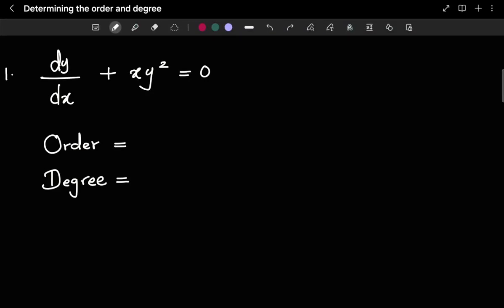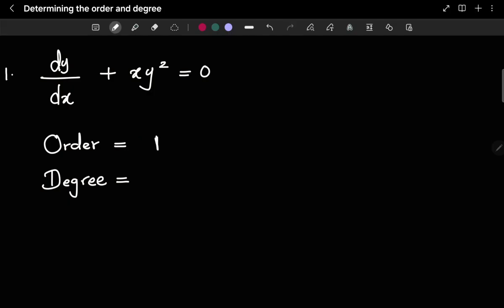Hope you have tried the 5 questions in the article of determining the order and degree, and here I'm going to discuss those. First one is we have dy by dx plus xy squared equals 0. So order is the highest derivative of the differential equation. Here we have dy by dx, which is the first derivative of y. So we can write order as 1 here.